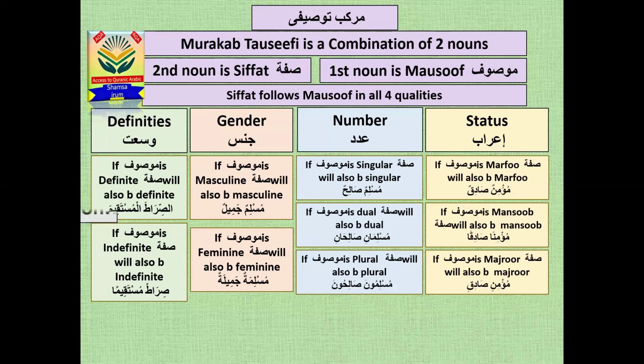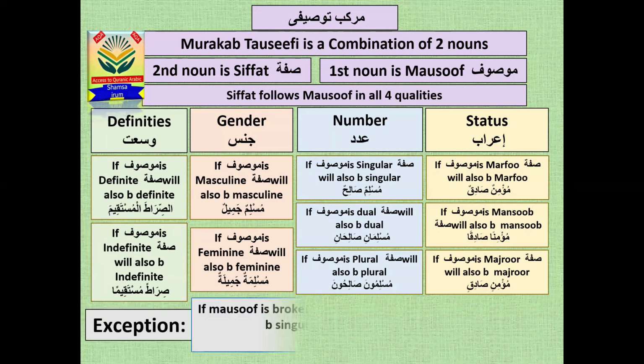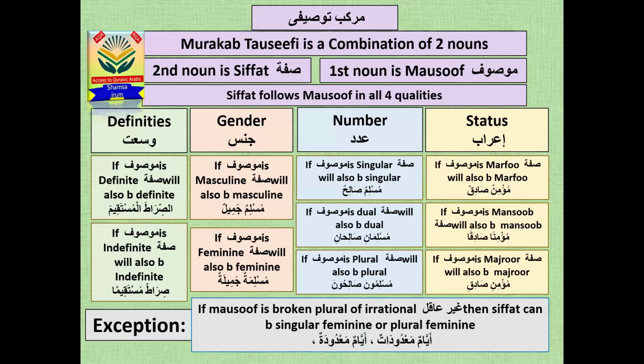And the exceptional case is, what's the exception? If mawsuf is a broken plural of ghair aqil, irrational, then sifa can be singular feminine or plural feminine, but the most common one you will see in Quran is singular feminine. And I gave you examples of both of these. So this is the summary of the whole lecture. I hope you like it.